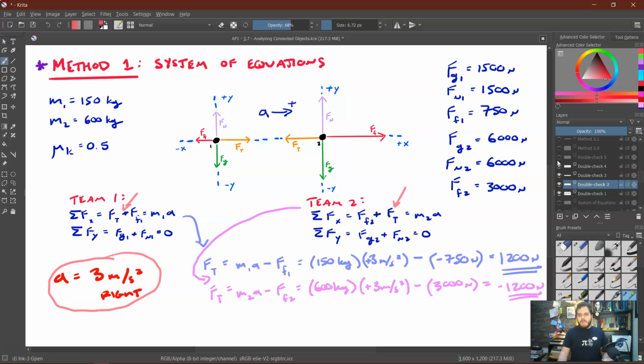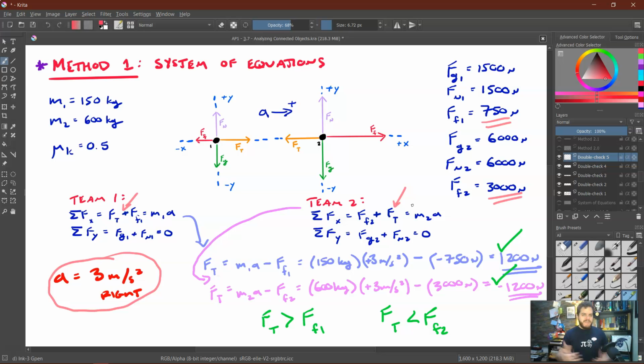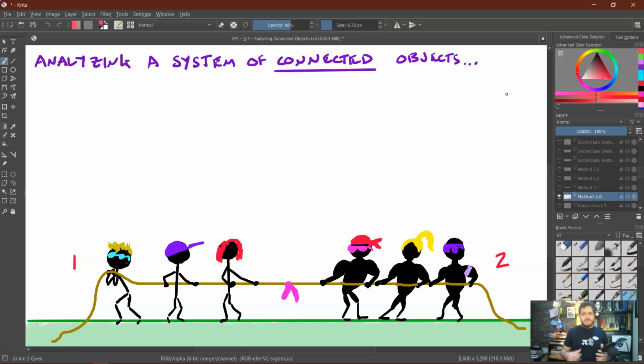Well, perfect, that worked out because those numbers should be the same. They are a force pair, so one tension has to equal the other in the opposite direction. Additionally, another way I know that I did this correctly is if I look at team 1, well, the tension force better be bigger than the friction force or else they're not going to accelerate to the right. And that is in fact the case because the tension was 1200, the friction was only 750. And if I look at team 2, their friction force must be bigger than the tension force because they're also accelerating to the right. And if we look, that is indeed the case because their tension was 1200, but their friction was 3000. All right, well, that's all well and good. We use the first method, the system of equations, to solve for the acceleration of the teams.